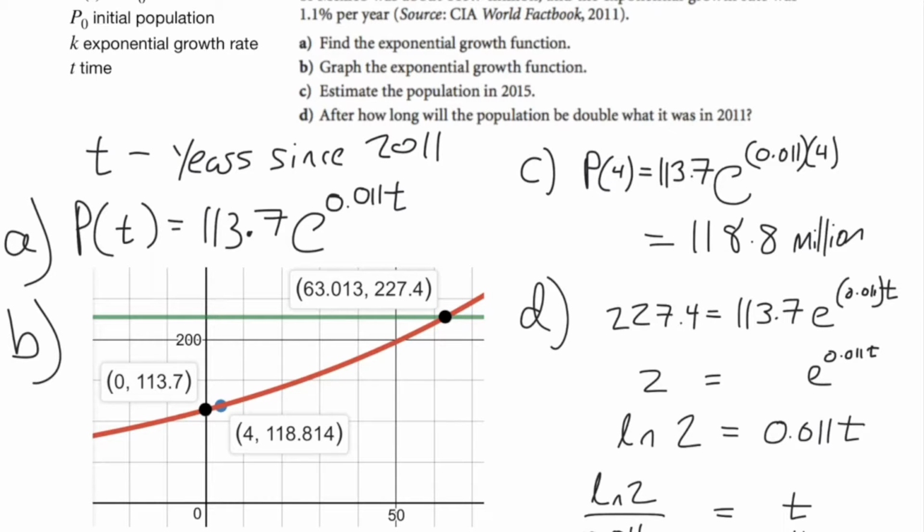Estimate the population in 2015. That would be 4 years after 2011. So when t equals 4, you can plug it into the equation. You get 113.7 times e to the 0.011 times 4. And this is the output right here. And I've even included it on the graph.